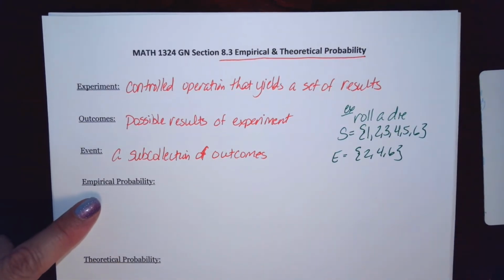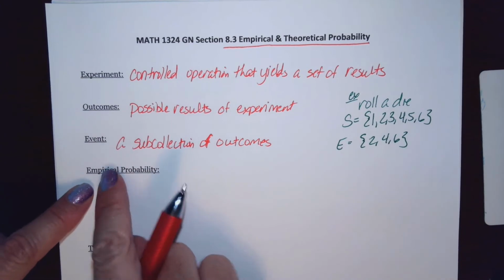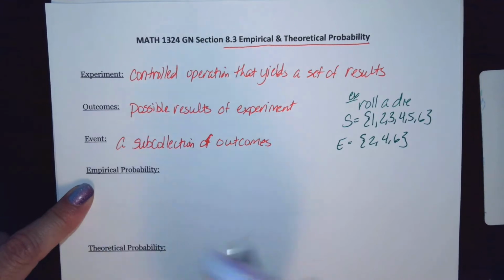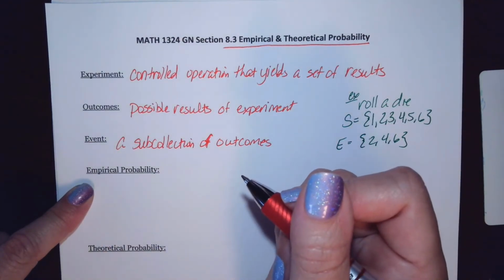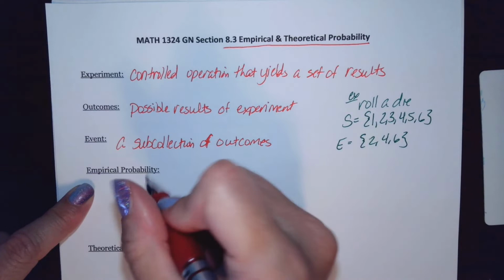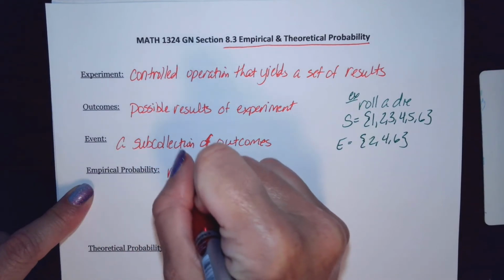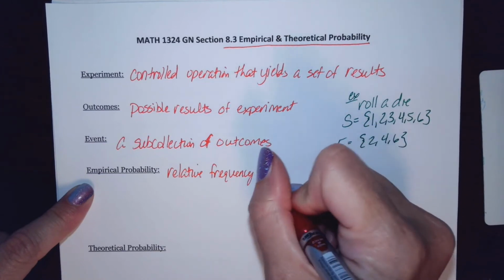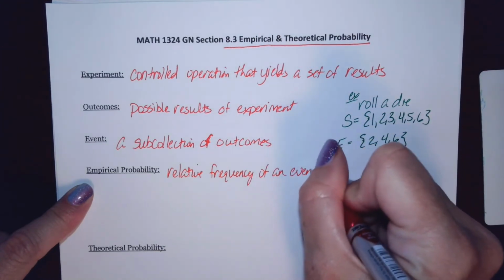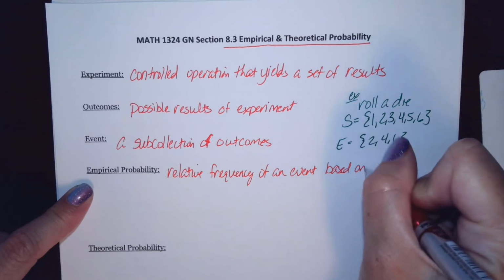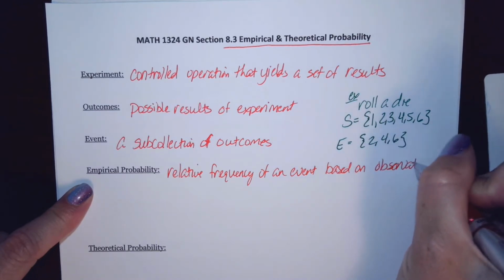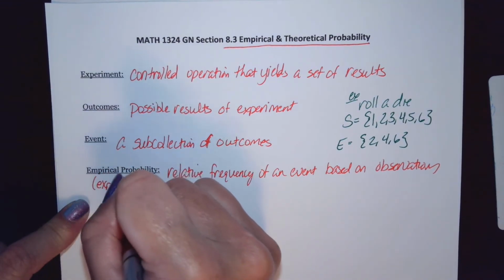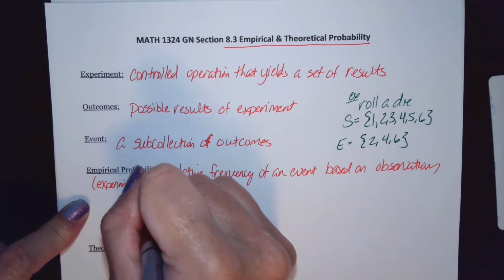Okay, empirical probability. Like I said, empirical and experiment start with E. That's going to be your tie together. Empirical probability is the relative frequency of an event based on actual observations. The relative frequency of an event based on observations. Empirical is like experimental probability.